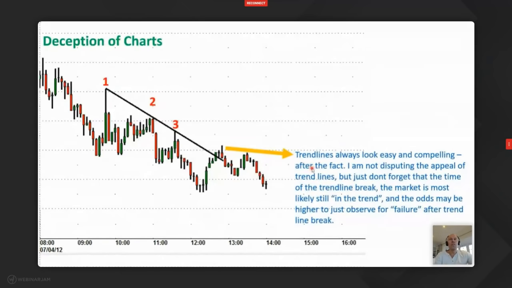Trend lines always look easy and compelling after the fact. I'm not disputing the appeal of trend lines, not at all. But I'll tell you this, trend lines don't work much more than 55-60% of the time anyway. That means that if you execute 100 trades, you're going to have 60 good trades and you'll be happy with that. But are you mentally equipped to deal with the 40%?